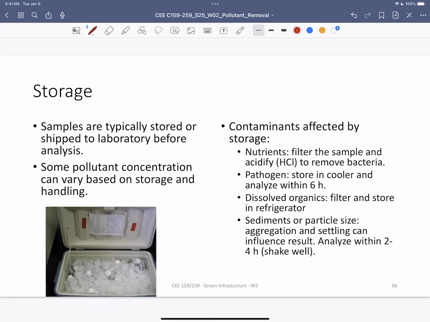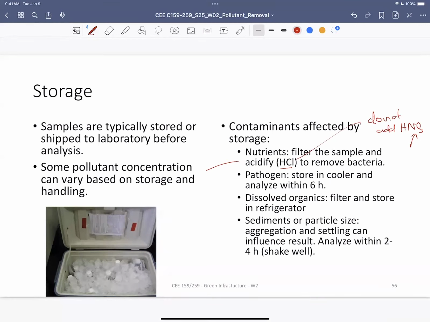But mind you, always when you acidify, use HCl. Do not add nitrate or nitric acid. The reason is nitric acid is a source of nitrate. So if you add nitric acid, that means you're adding nitrate. So always add a species that does not add to nutrients.